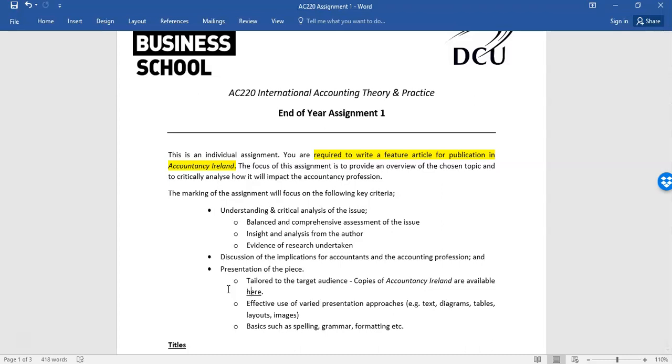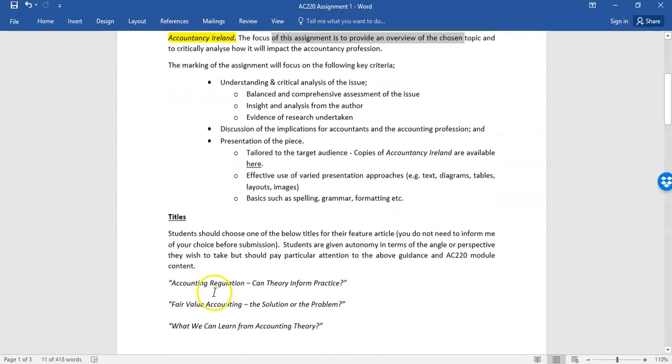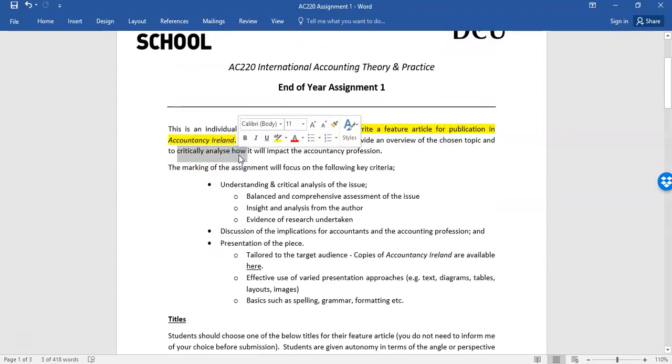So remember, Accountancy Ireland, their target audience are qualified accountants. So this is essentially the membership magazine that comes out once every 2 months for qualified chartered accountants in Ireland. So they're your target audience that you try and write to. And remember, this is not an academic piece. So watch for that when you're looking at your tone and structure. You must keep it relevant to people who are working in industry and in practice. So focus the assignment to provide an overview of a chosen topic. I give you 3 titles, and critically analyse how it's going to impact the profession, or what value can it add to the profession. So what I'm expecting here is some critical thinking.